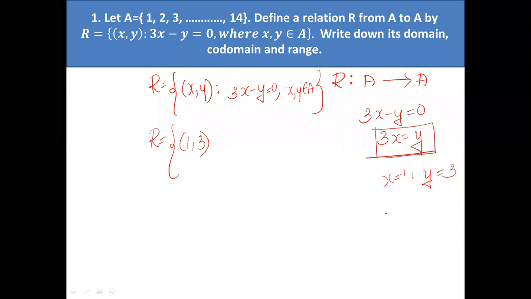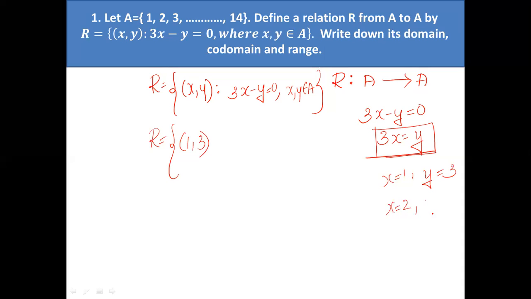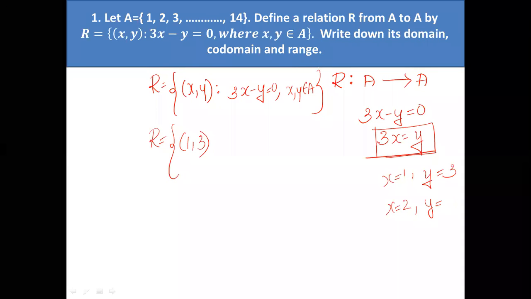It is 2. So put x is equal to 2. What happens to y? Y becomes 2 into 3, or 3 into 2, that is 6. So the next element is (2,6). Then what do you have to put? X is equal to 3.